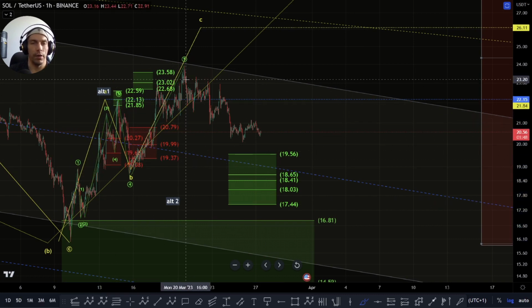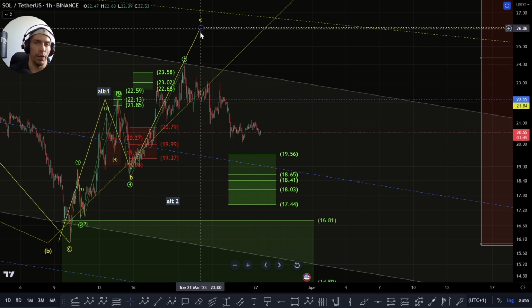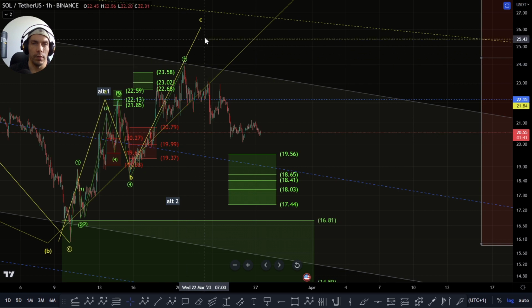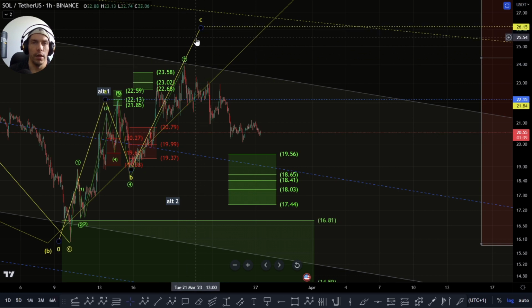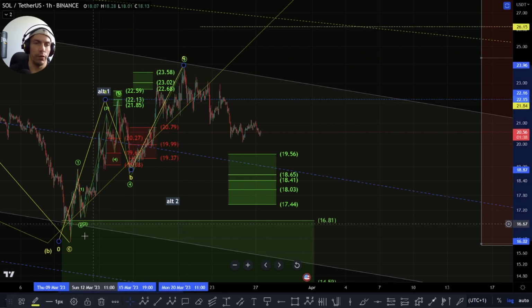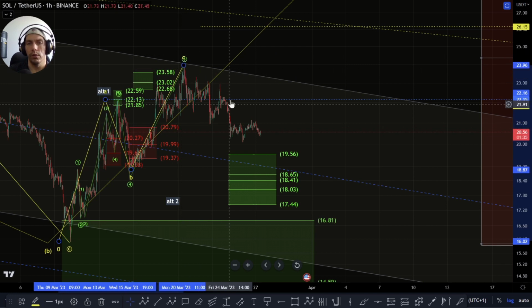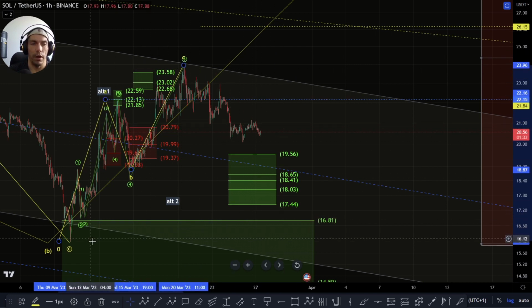This does actually fit. It could also just be an A, B, and a C, in which case this could actually be completed into this high here. So if this is just a three-wave structure here, we need to be cautious. This could indicate that we're going to start to break down and actually lose this low point of this 15.99.